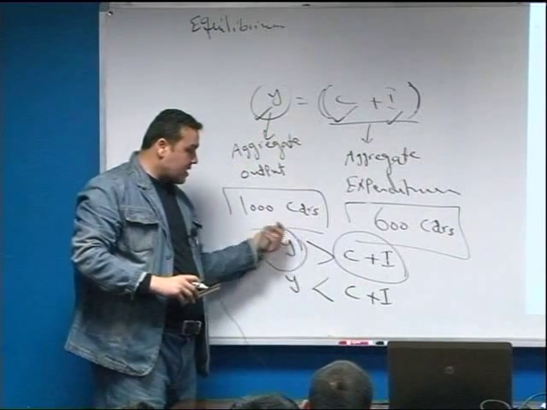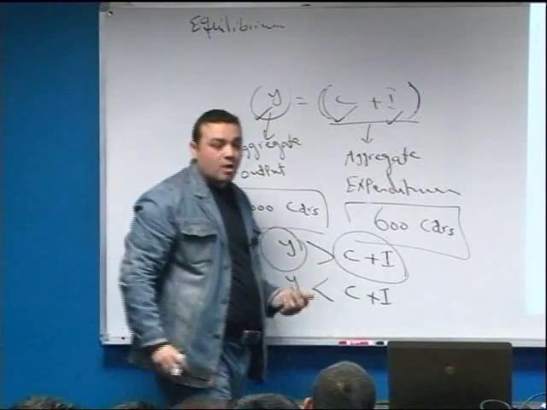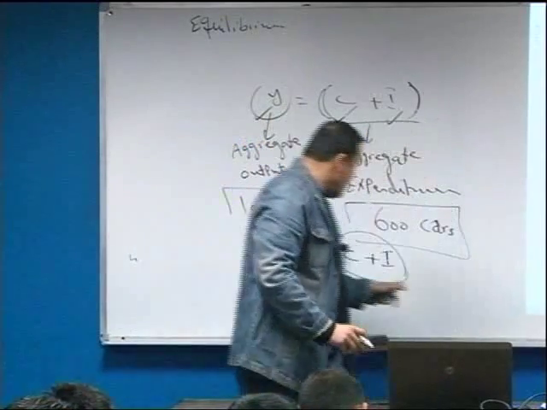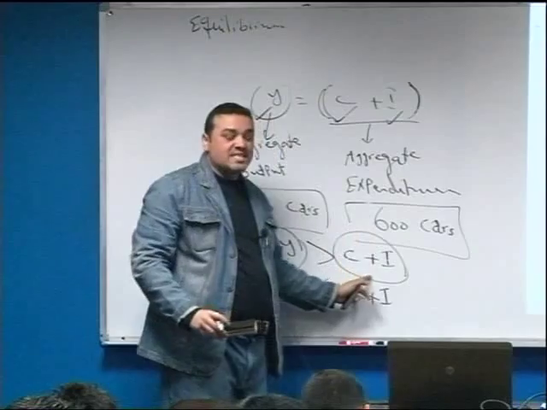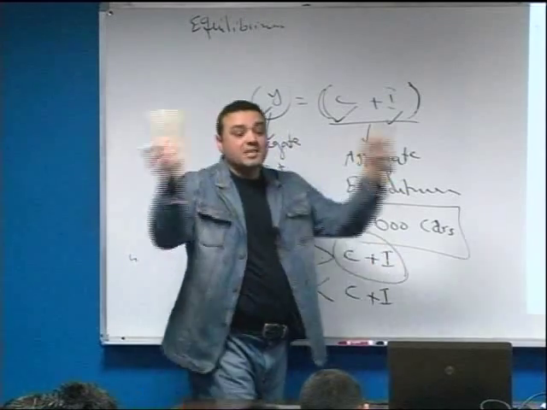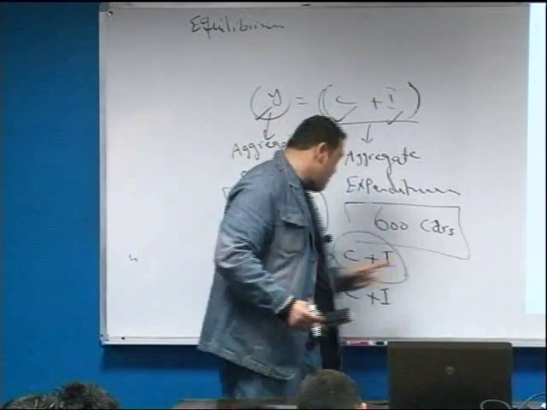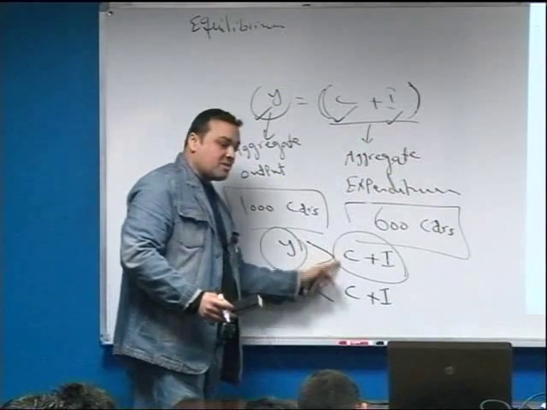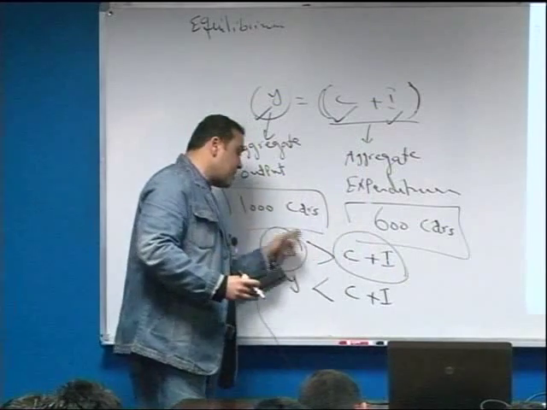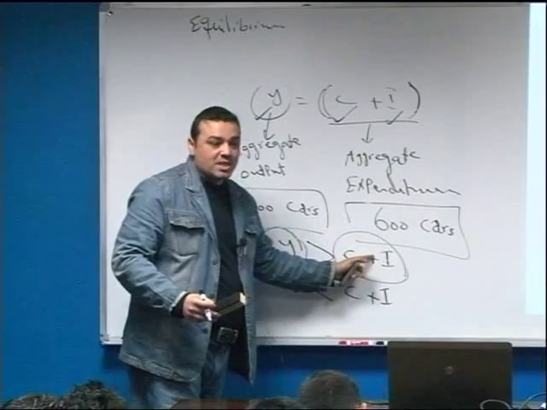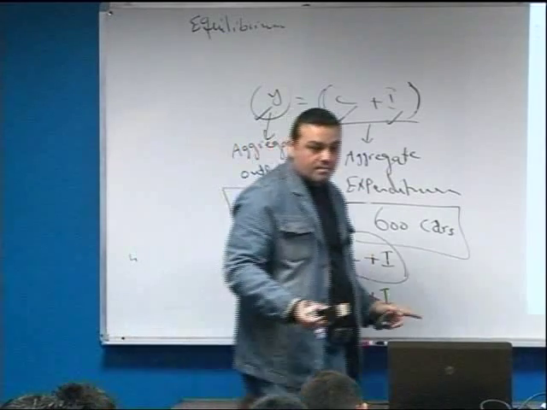As I mentioned, Y is the aggregate output or the aggregate supply. C plus I is the aggregate expenditure or the aggregate demand, right? If Y, or the aggregate supply, is larger than the aggregate demand, or the aggregate output is larger than the aggregate expenditure, we have what? We have what?